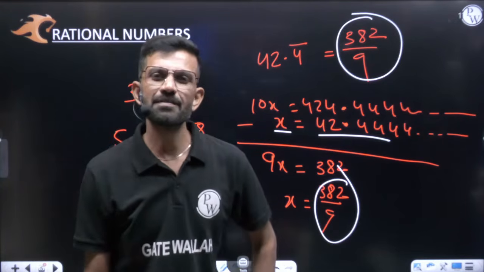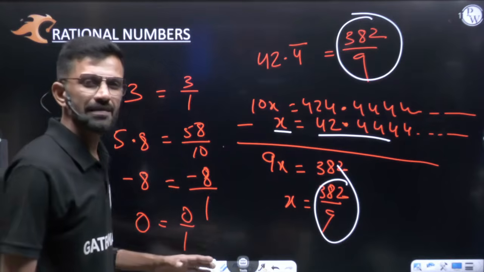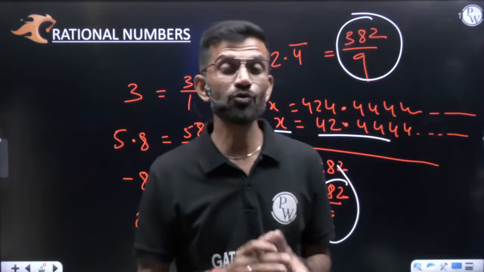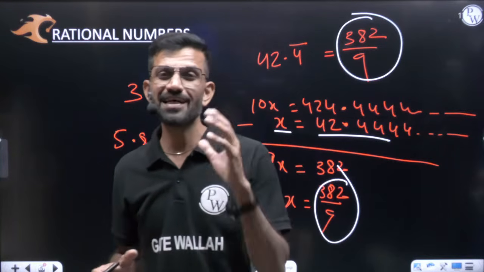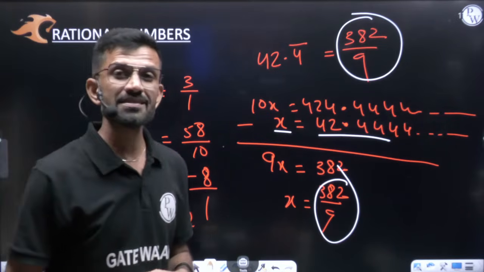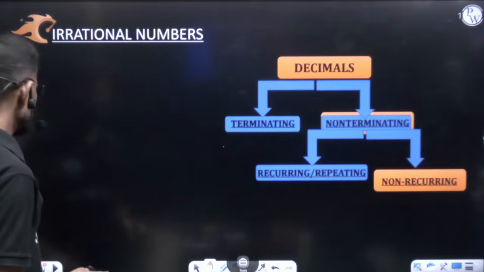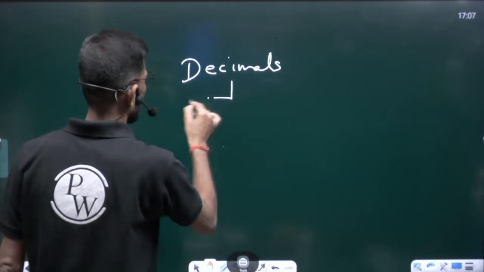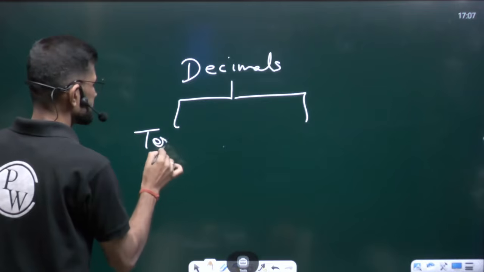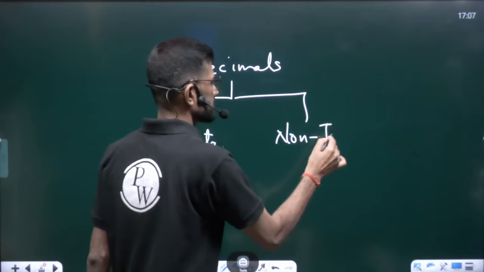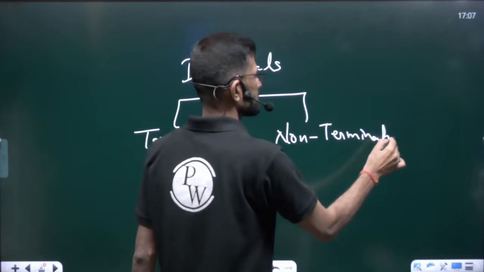Now my dear friend, the doubt comes. Up till now, whatever numbers we saw, every number is a rational number. Then what is an irrational number? So don't define an irrational number merely as a number which cannot be written in p by q form. In order to understand irrational numbers, we should understand decimals. Decimals will be of two varieties. One we call terminating decimals. Another we call non-terminating decimals.